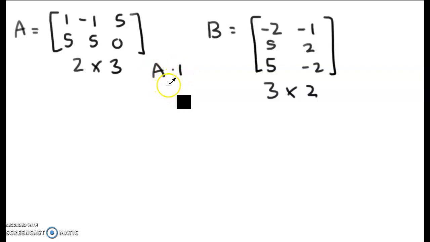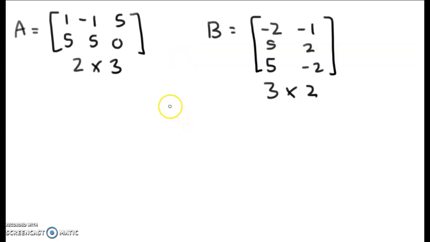Okay, putting that aside, what we do first is we look at the number of columns the first matrix has and the number of rows the second matrix has. If these two numbers are the same, then we are able to multiply A times B. But if they are not, then we aren't able to. So for this example, we can multiply these two matrices together.